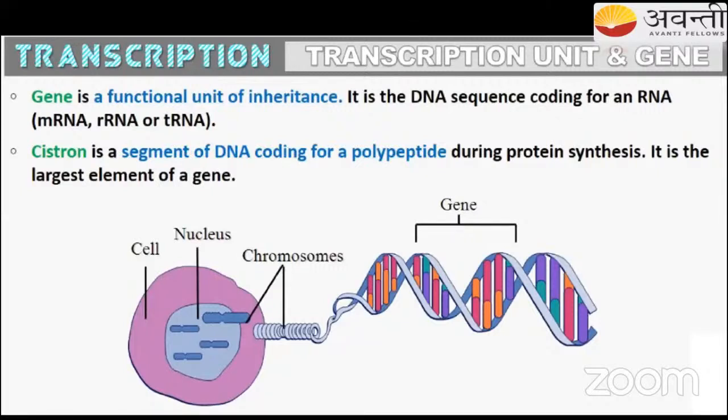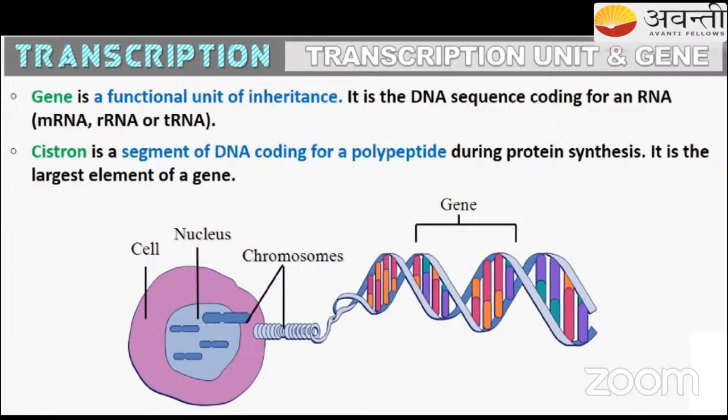Either it may code for hnRNA or mRNA, or it may code for the rRNA, ribosomal RNA, or it can code for the tRNA. So that we will call it as a gene. Gene may code for anything. Either mRNA, tRNA, or the rRNA.